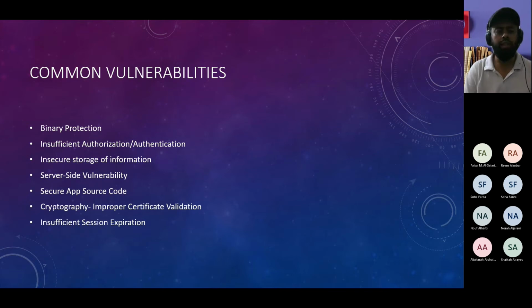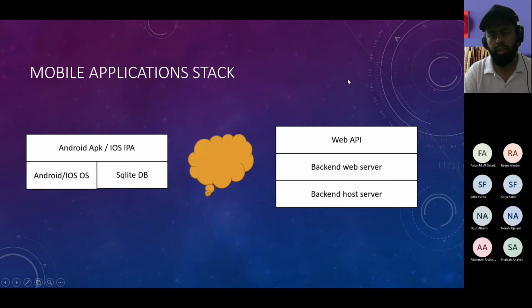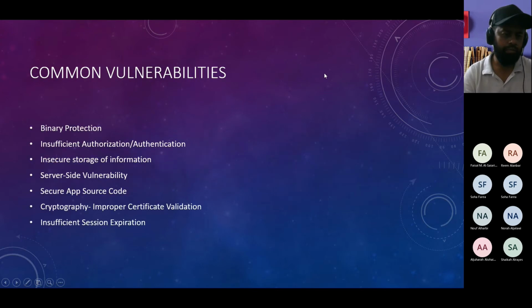Insecure storage of information is very simple. For example, if a mobile application is storing some information in the SQLite database that is also in your mobile phone, and it is storing the information in plain text. For example, the application stores user credentials in the mobile SQLite database and does not encrypt the credentials. So anyone with access to the mobile phone can get these credentials. So it is insecure storage of information. Server side vulnerability, as I already explained, this is the server side, so these are more or less the vulnerabilities of web applications.